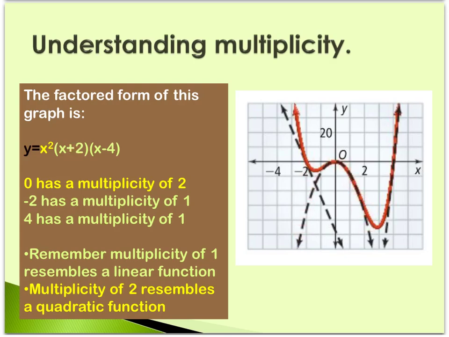Now, -2 only has a multiplicity of 1, which means that at that point, -2, the graph looks very linear. It's just a straight line. And at the zero 4, it has a multiplicity of 1. So at that zero, it also looks very linear.